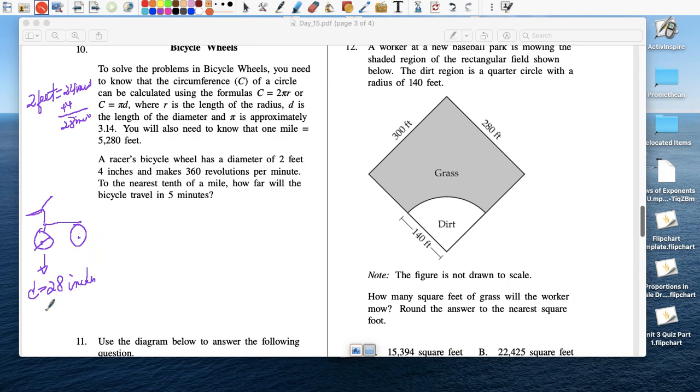So let's find the circumference. C equals pi d. C equals pi times 28. The circumference is 28 times pi, which is numerically 87.96 inches. So every time the bicycle wheel spins one full turn, it travels 87.96 inches. But it says here that in a minute it does 360 revolutions. So it spins 360 complete times. So times 360.